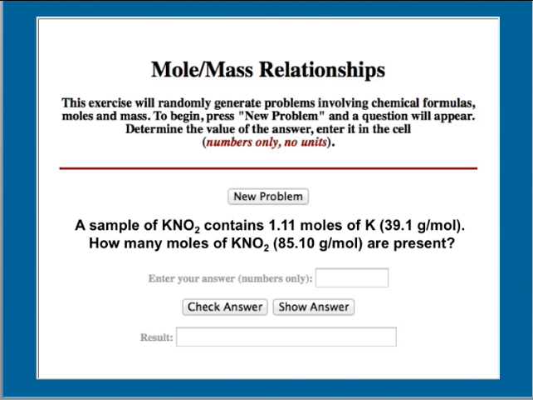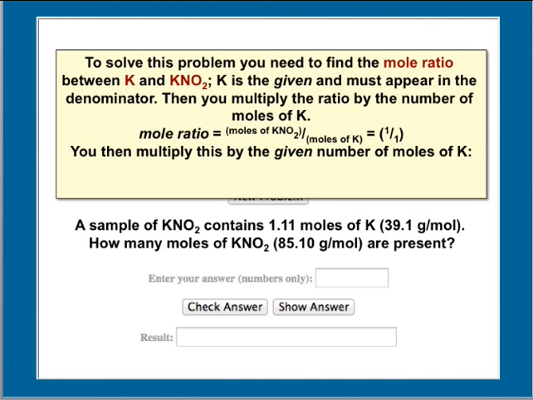You know how many moles of potassium you have. And what's our mole ratio here? 1 potassium per potassium nitrite, right? So frankly, we can just work this in our head. If we had 1 mole of potassium, we would have 1 mole of this stuff, right? So the answer is going to be 1.11. We know that. Let's look at the logic behind it.